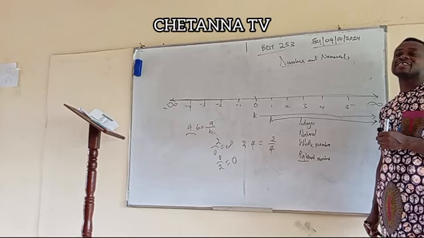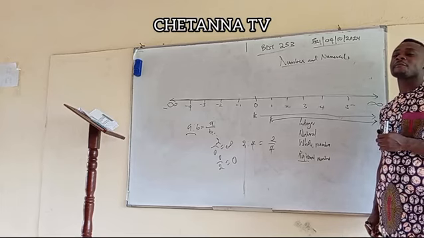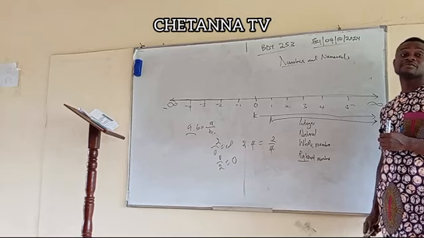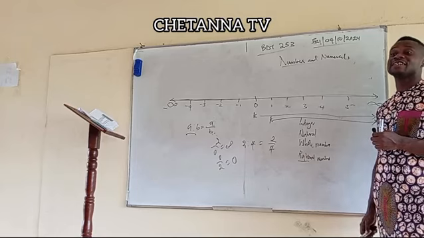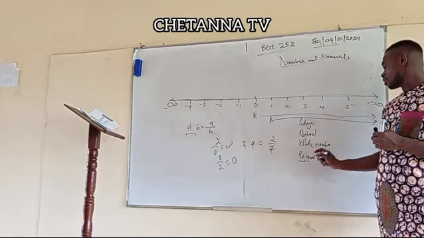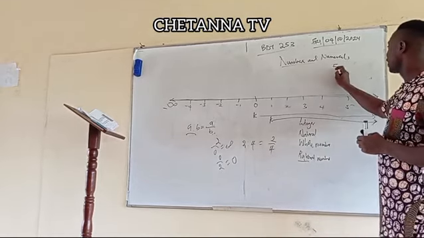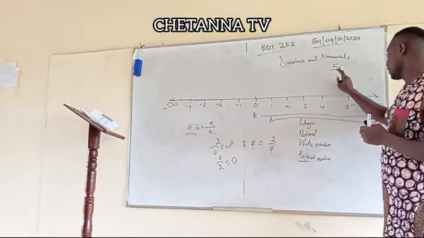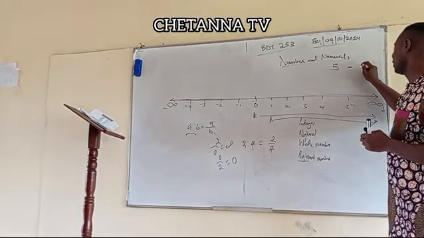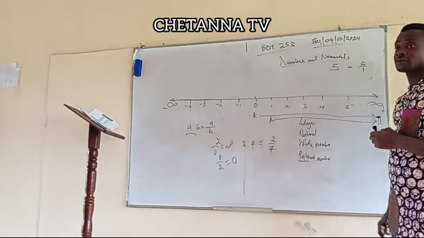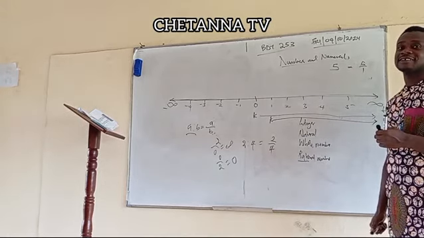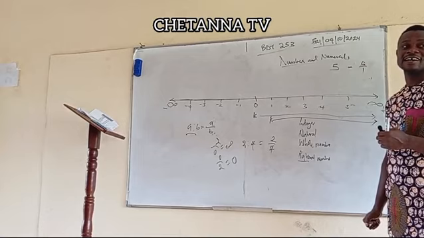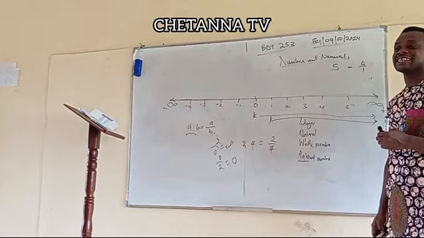Is 5 a rational number? No? Is 5 a rational number? Yes. This is 5, right? Is this something like saying 5 over 1? Yes. So is 5 a rational number? Yes. So 5 is a rational number.